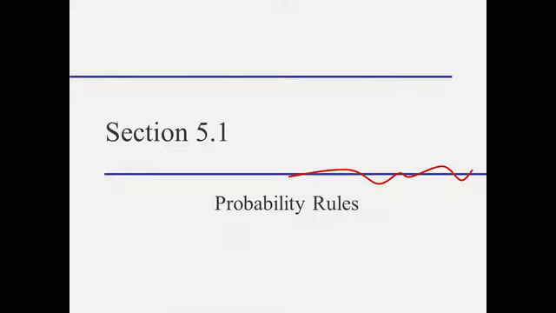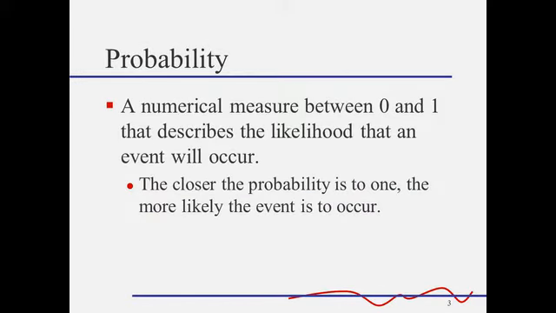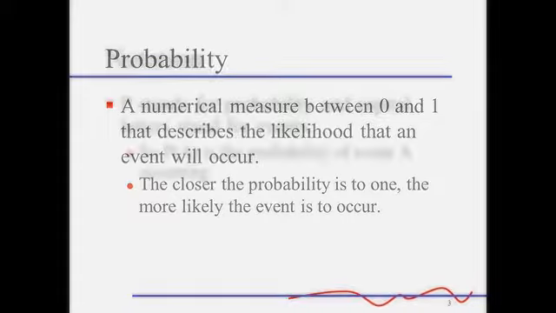This video covers basic probability definitions from the beginning of Chapter 5. The probability of an event describes the likelihood that the event will occur. It is always a number, and that number is always between 0 and 1 inclusive. An impossible event has a probability of 0. An absolutely certain event has a probability of 1.